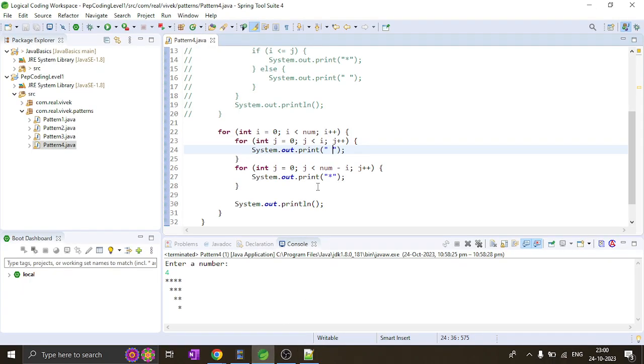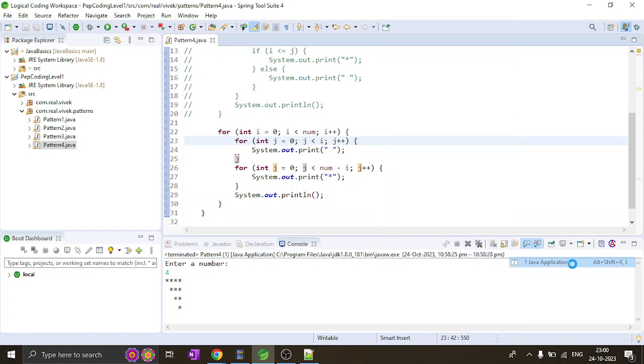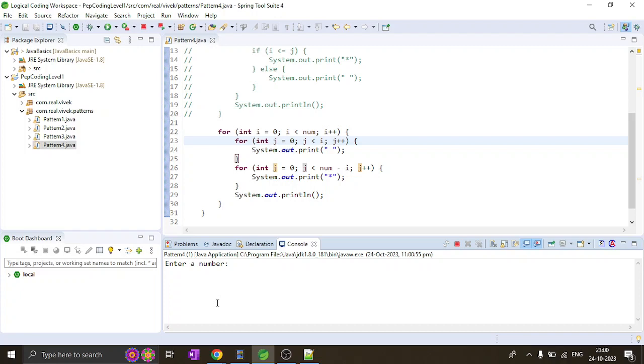When I is equals to 1, from that value the spaces will be printed, right? Okay, so yeah, this will probably work. Let's try to run it. Yep, and we get the desired output.